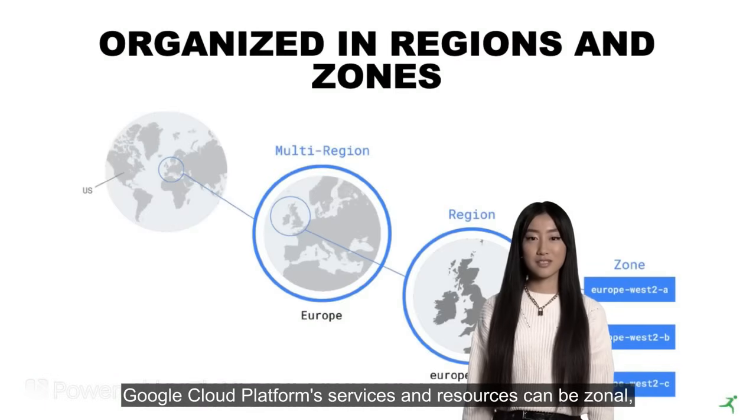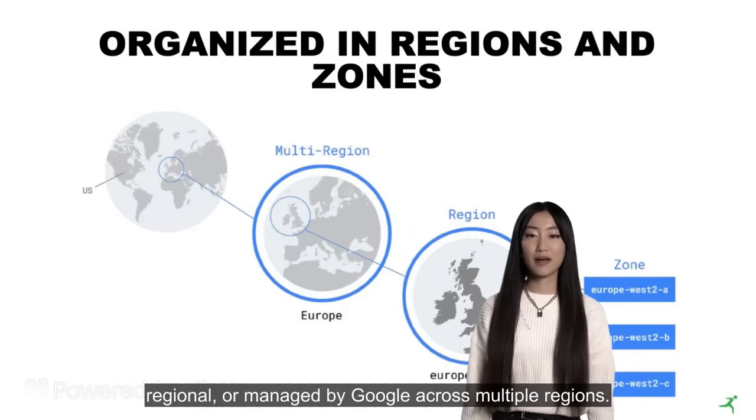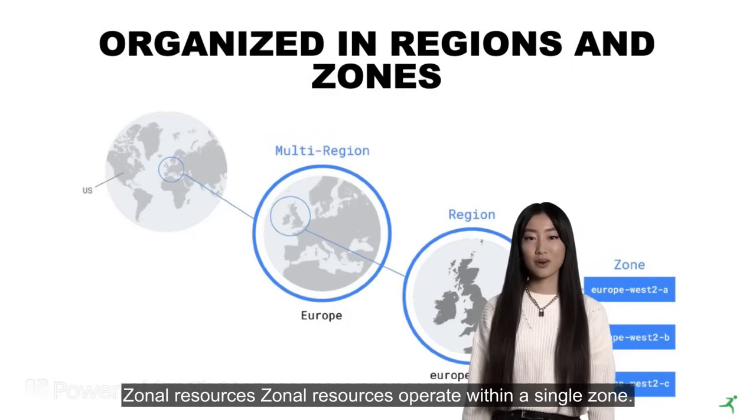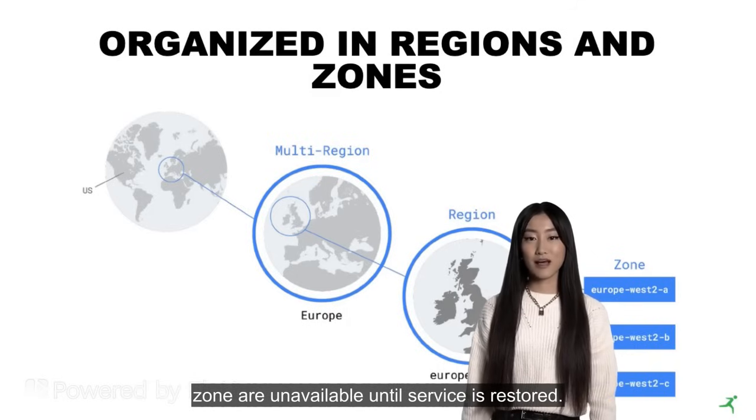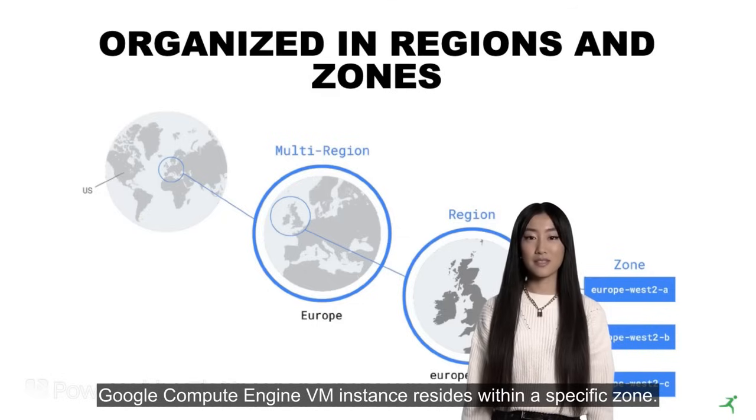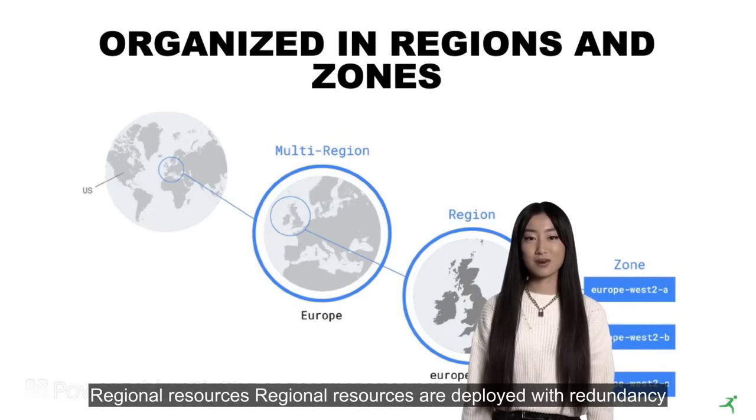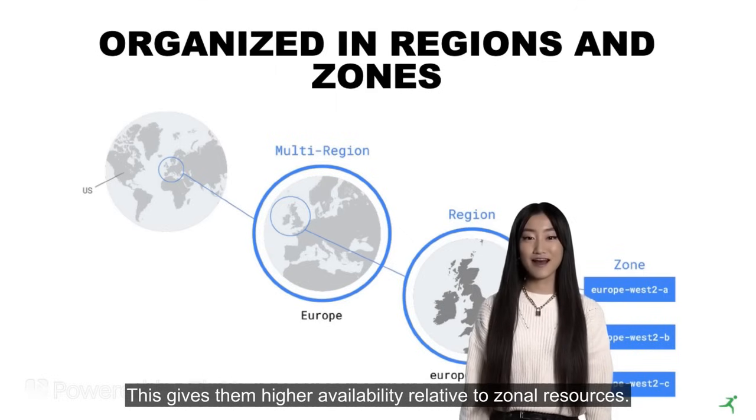Google Cloud Platform services and resources can be zonal, regional, or managed by Google across multiple regions. Zonal resources. Zonal resources operate within a single zone. If a zone becomes unavailable, all of the zonal resources in that zone are unavailable until service is restored. Google Compute Engine VM instance resides within a specific zone. Regional resources. Regional resources are deployed with redundancy within a region. This gives them higher availability relative to zonal resources.